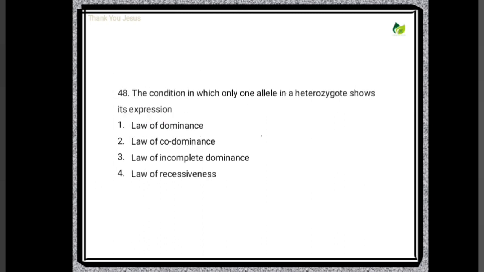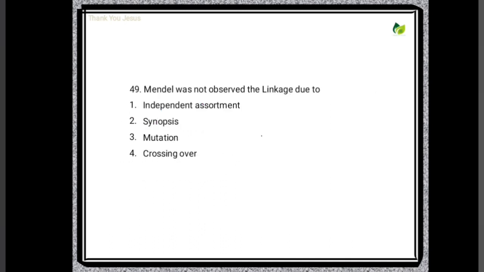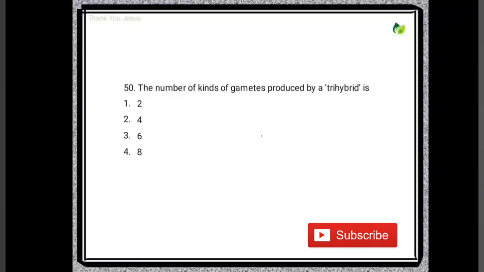The condition in which only one allele in a heterozygote shows its expression. Options are law of dominance, law of codominance, law of incomplete dominance, law of recessiveness. The correct answer is law of dominance. Let's see the next question. Mendel did not observe the linkage due to independent assortment, synapsis, mutation, crossing over. The correct answer is independent assortment. Let's see the last question.